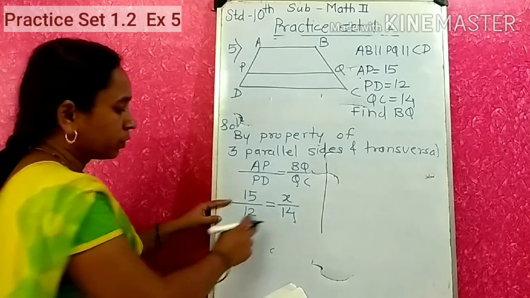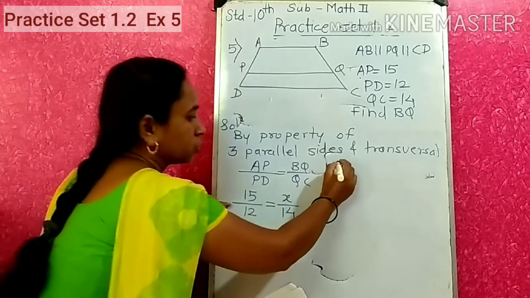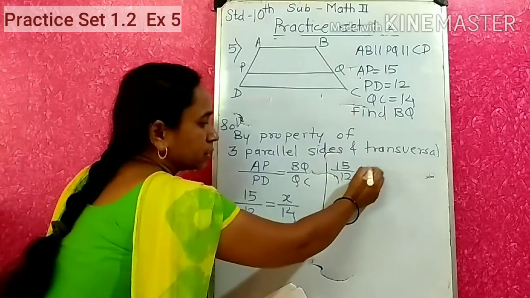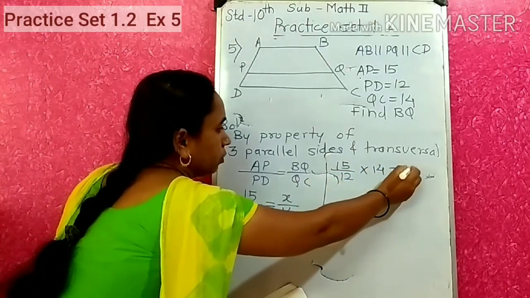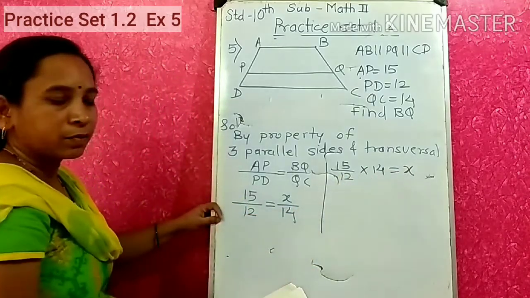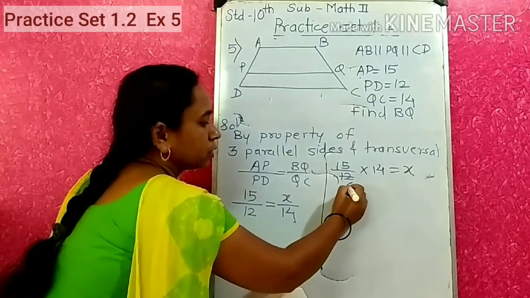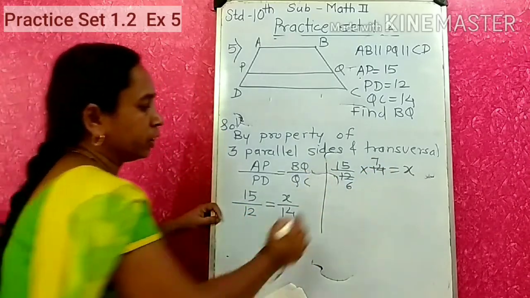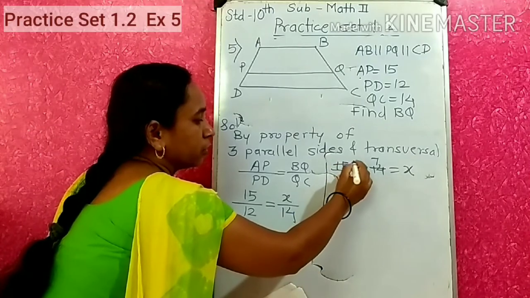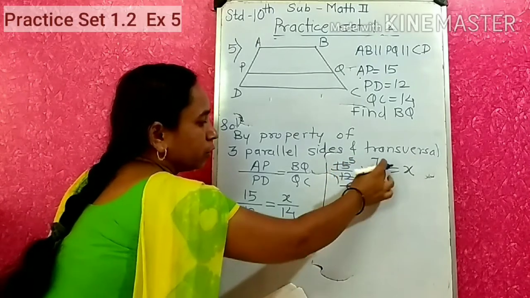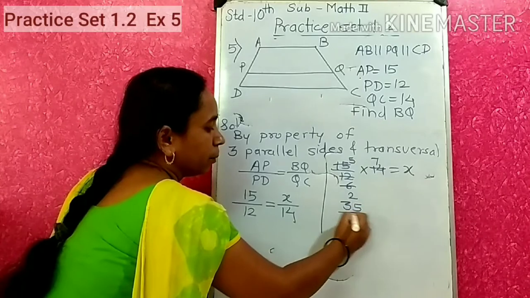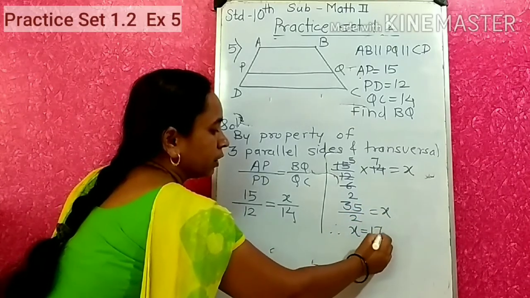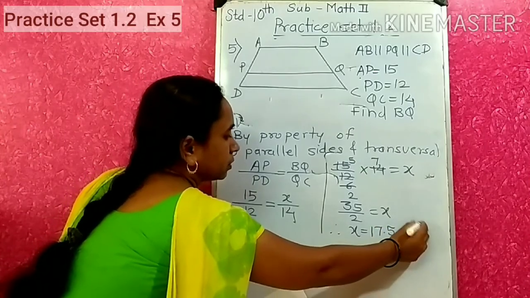After this, just transfer 14 to this side. So 15 upon 12, if you transfer 14 to this side, it is in multiplication, is equal to x. 12 and 14 are divisible by 2. So 2 6s are 12, 2 7s are 14. 6 and 15 again divisible by 3. So 3 2s are 6, 3 5s are 15. So here you will get 5 7s are 35 upon 2 is equal to x. Therefore x value would be 17.5 units.